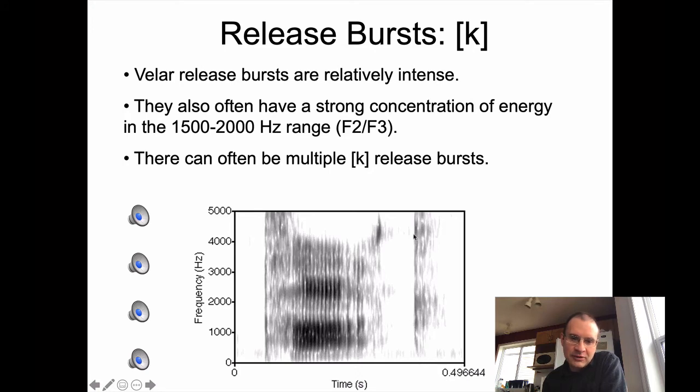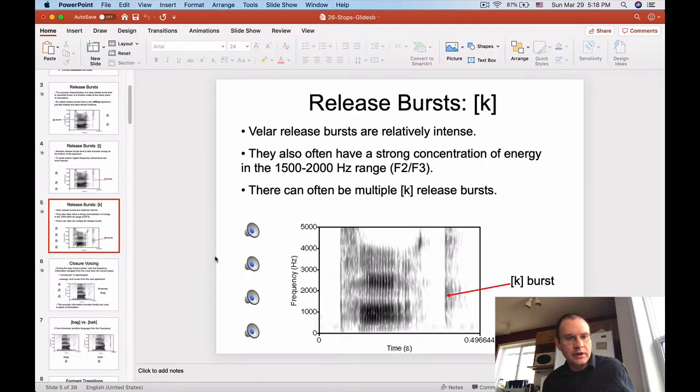Overall, it should look maybe a little bit darker than what we see for the P, maybe a little bit longer, and sort of a darker band of energy here in this 1500 to 2000 hertz range. Again, sort of between F2 and F3 for Pock. Pock. Pock. And we can play all three of these by themselves.